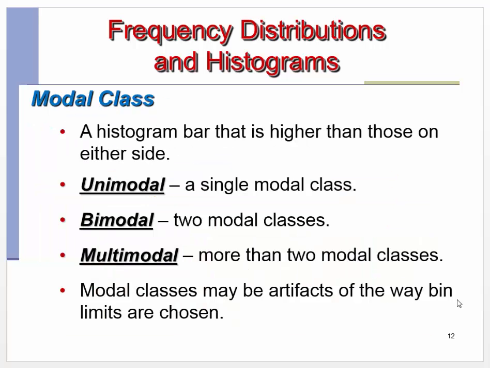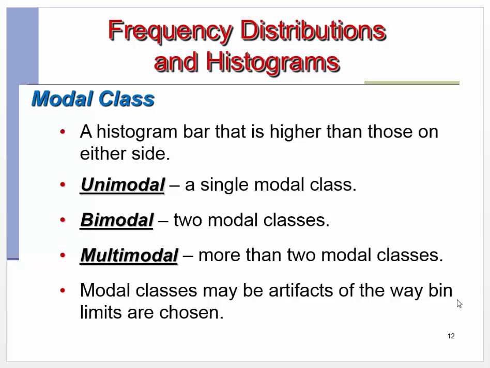Now let's talk about the modal class. A histogram bar that is higher than those on either side is a mode. Right? If there's one single modal class, we call it a unimodal chart. If there are 2 modal classes, we call it bimodal. If you have more than 2 modal classes, we call it multimodal.